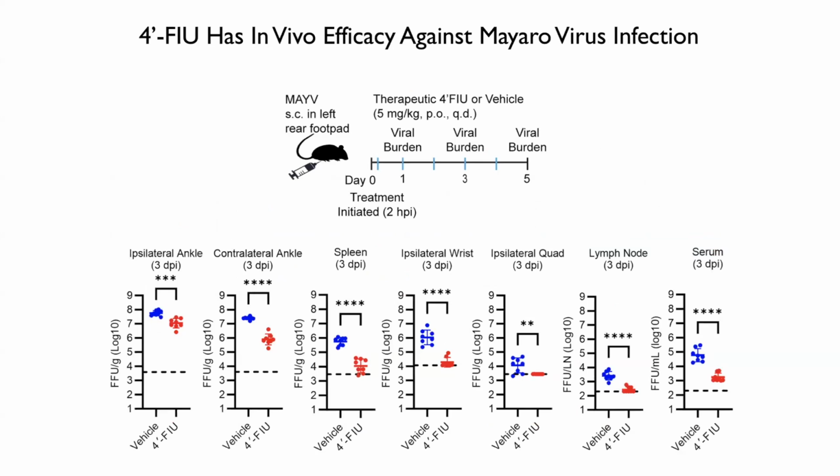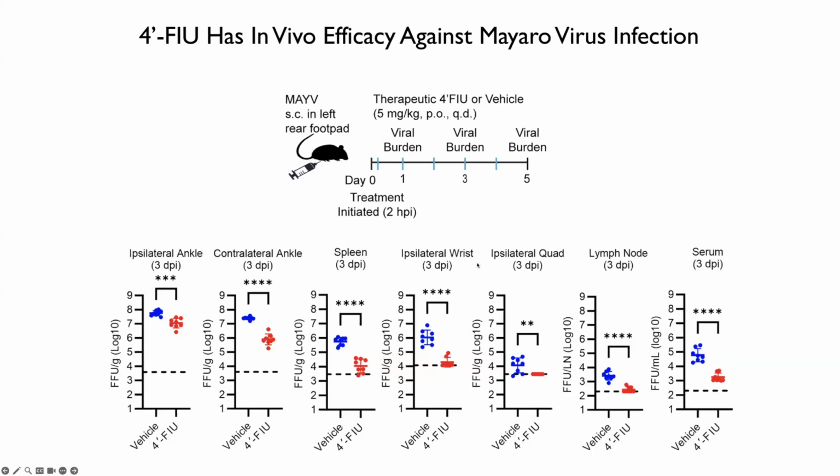Okay, we also wanted to evaluate whether this compound had efficacy against a related alphavirus in mice. And so we used a very similar model. Here the mice were inoculated in the foot pad with Mayaro virus, which is an arthritogenic alphavirus found in the Americas. And again, we initiated treatment at 2 hours post-virus inoculation. And again, this was done once per day and by oral gavage.